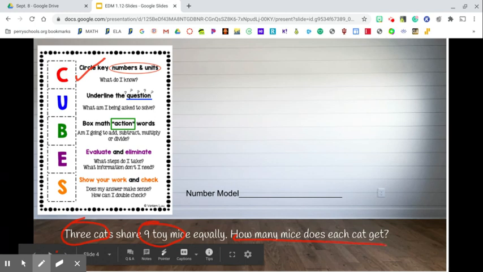I'm going to underline that. The box in the keywords, I see share, and I see equally, and then I see each. This one's going to be a division number story.